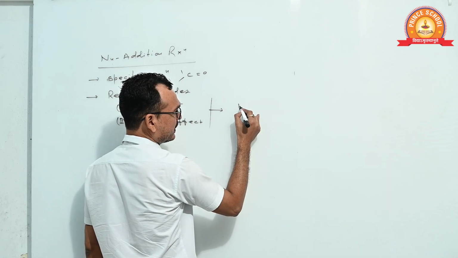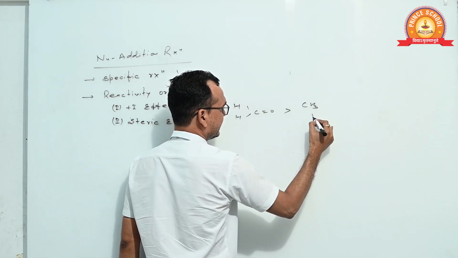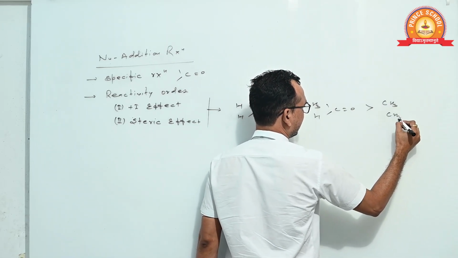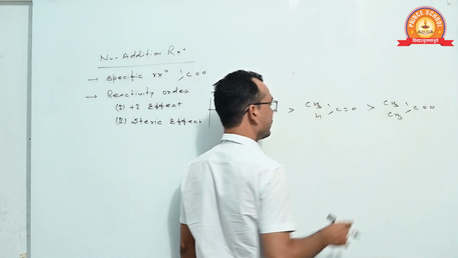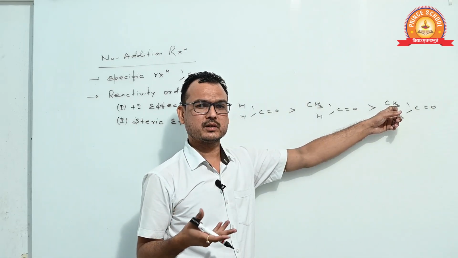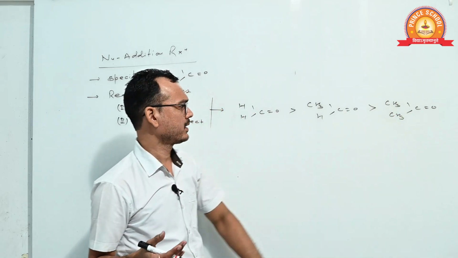It is formaldehyde, acetaldehyde and acetone, and you can take other examples in which the size of the alkyl group varies: CH3, CH2, iso, tertiary or phenyl. Clear?